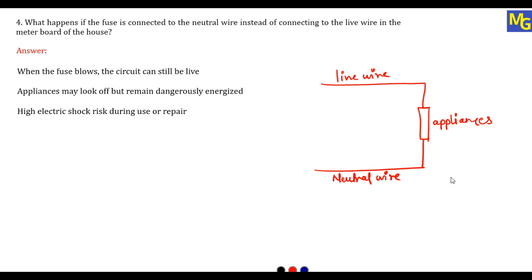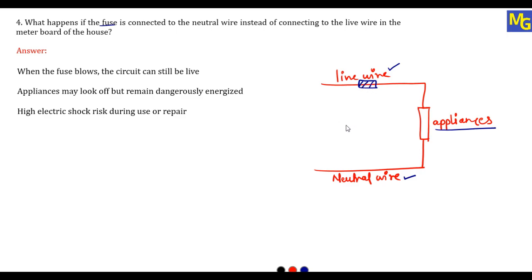Now here I have roughly drawn one circuit to explain this question. So imagine this is the live wire, this is the neutral wire, and here there is one appliance which is connected into the electric circuit. Now actually the fuse will be connected in the live wire. So this is the live wire. First we will see if we connect the fuse in the live wire, what happens. So this is the fuse which I have connected into the live wire. So now see what happens.